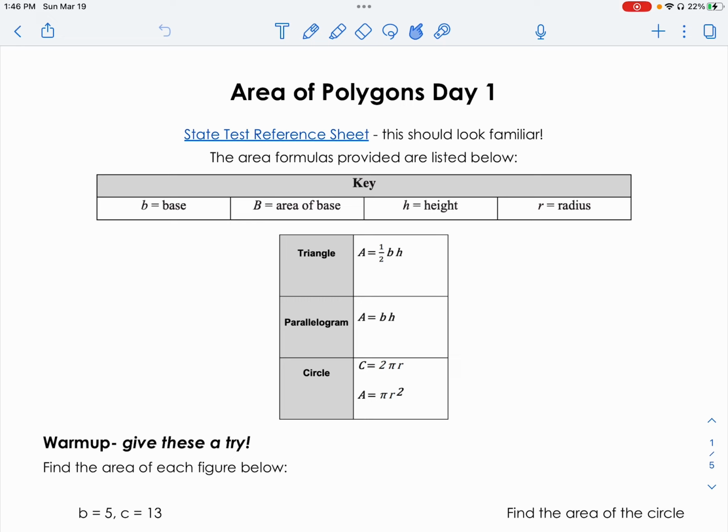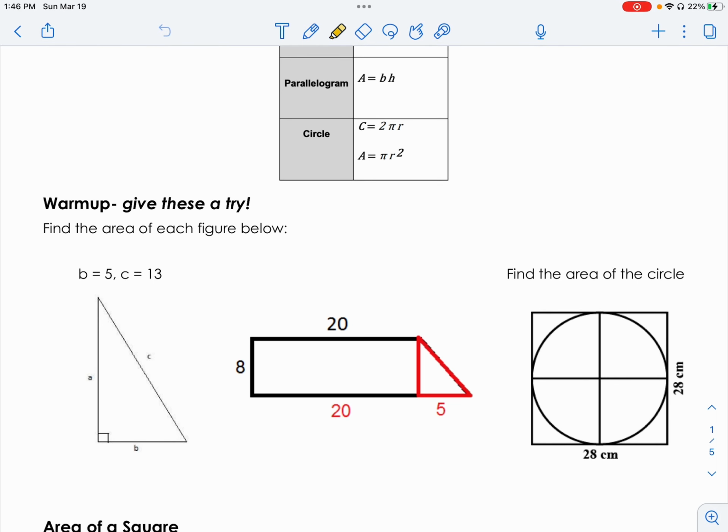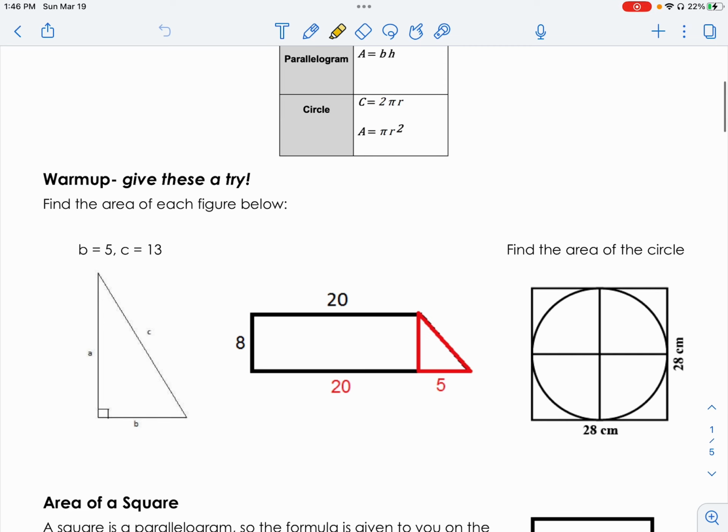Now, we have linked the reference sheet that you'll be given on the state test, and here are the three main formulas that we will be covering for today's lessons. So here's a nice little warm-up for you. Go ahead and give these a try on your own, and then follow along as I solve them.